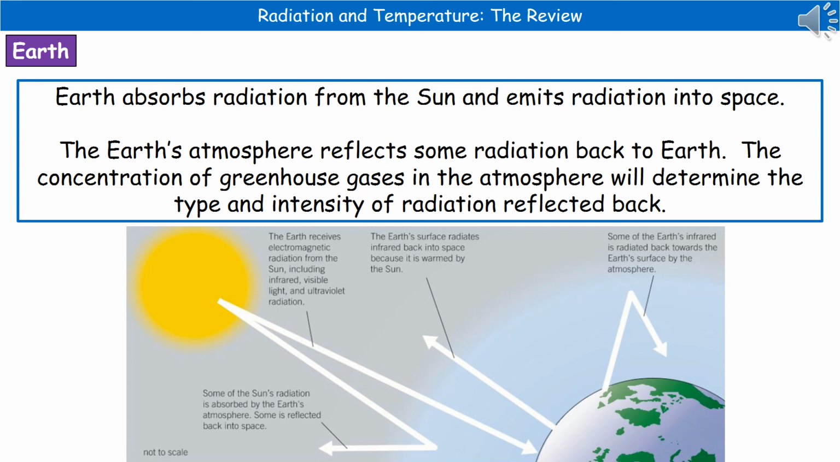Hopefully at the end of this review you can now explain how the intensity and wavelength distribution of radiation emitted by an object depends on its temperature. You can explain the relationship between the temperature of an object and the radiation that it emits and absorbs, and you can explain why the temperature of the Earth or other objects does or does not change using that knowledge.